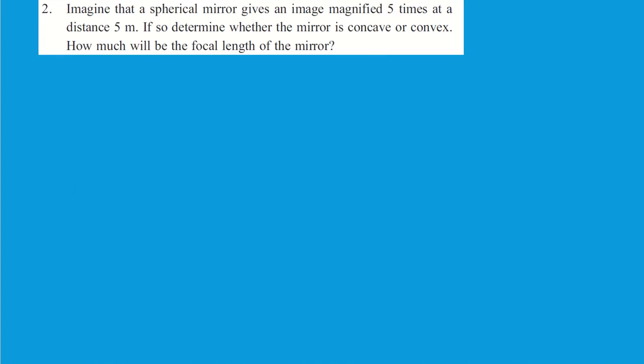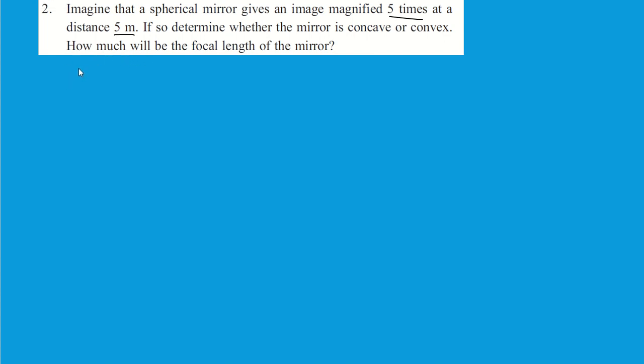Next question. Imagine that a spherical mirror gives an image magnified 5 times at a distance of 5 meters. If so, determine whether the mirror is concave or convex. The moment you see a magnified image, we have learned only two types of mirrors, concave and convex. Those who learned clearly can say the answer quickly.